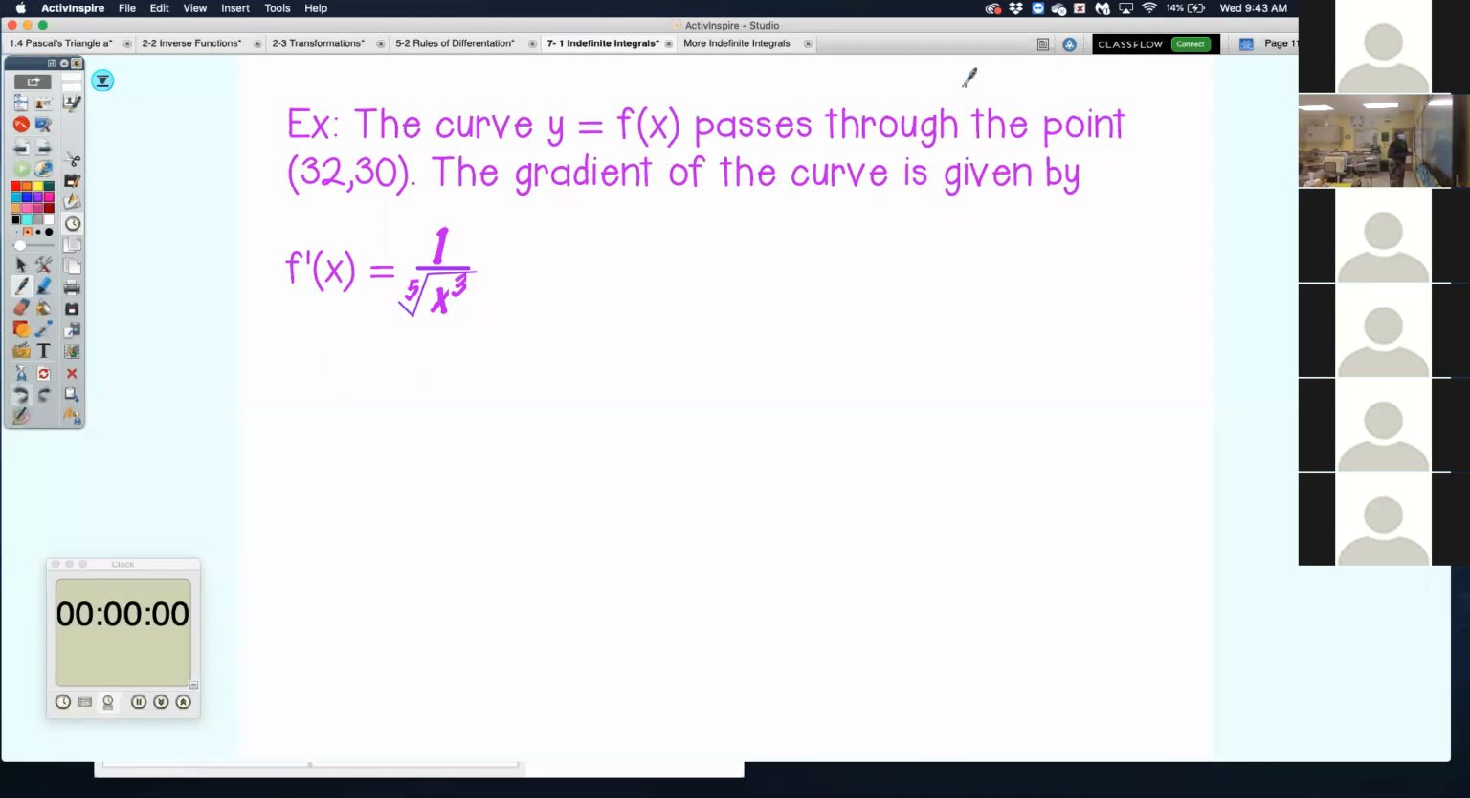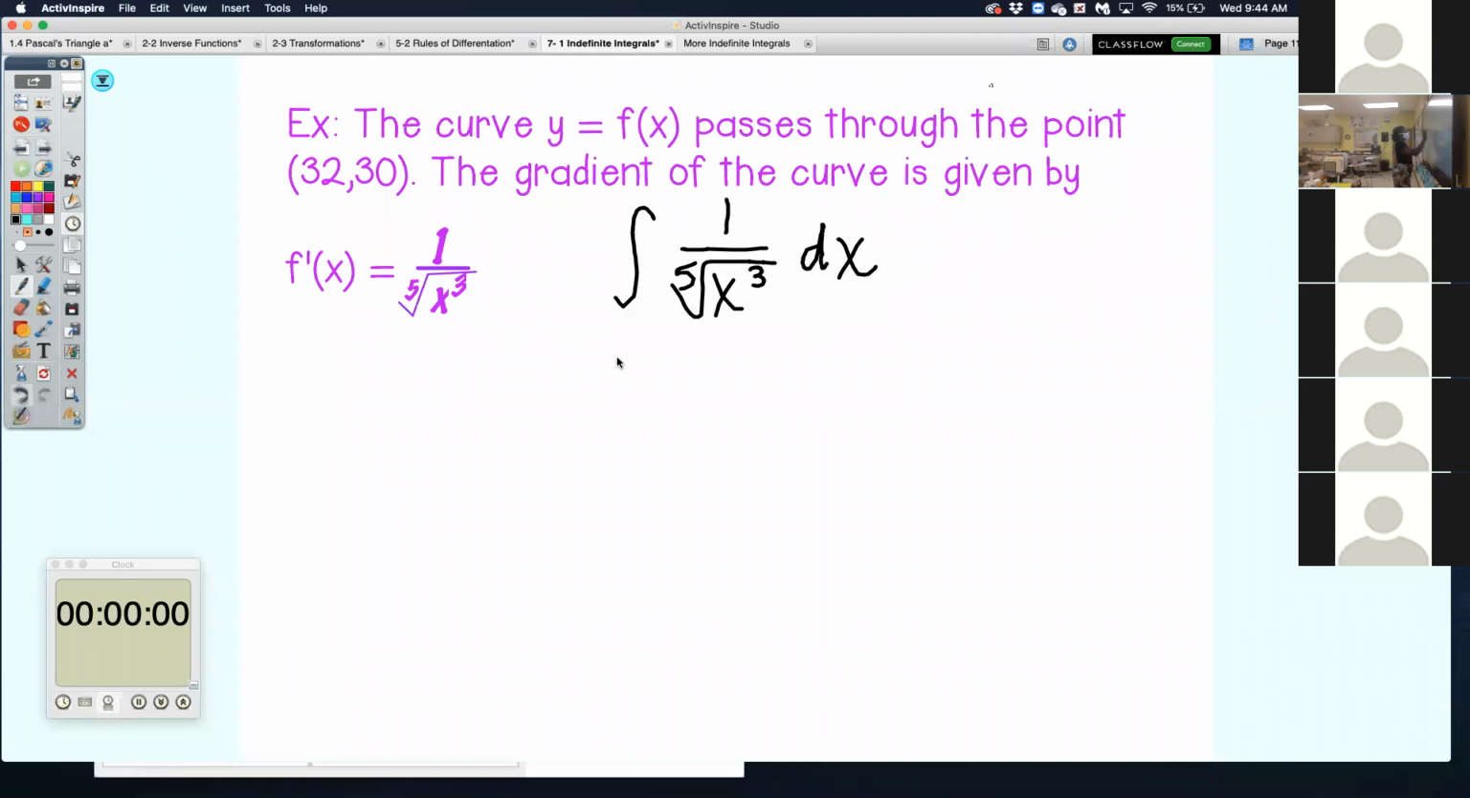The curve y equals f of x passes through the point (32, 30). The gradient of the curve is given by f prime of x equals 1 over the 5th root of x to the third. Don't forget, gradient of the curve means the derivative. Don't forget about that notation. So in order to find my original function, I need to do the antiderivative of that function. Go ahead and find the antiderivative of 1 over the 5th root of x to the third. When someone has it, let me know.